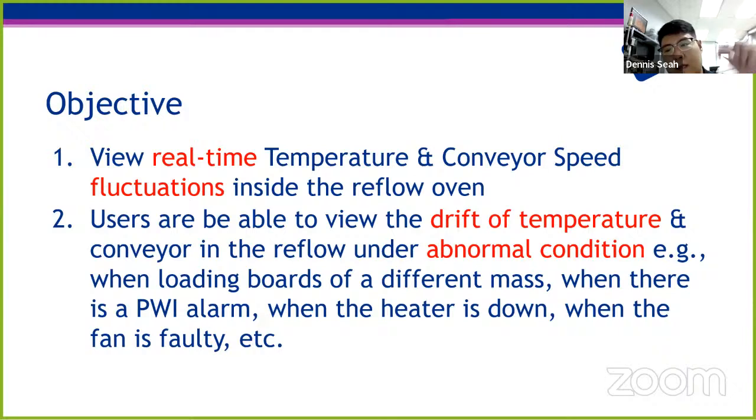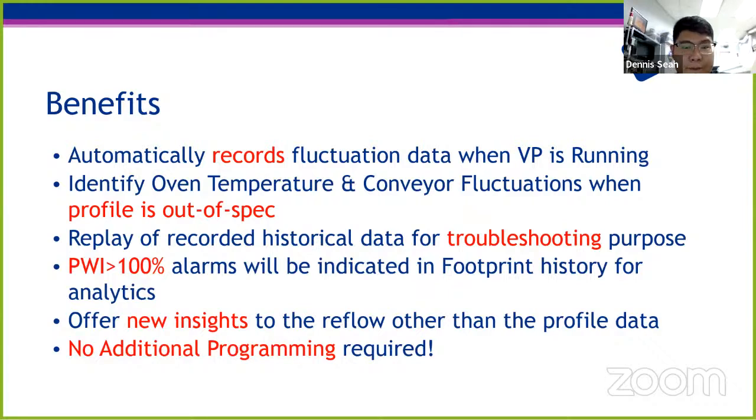That means where the temperature suddenly fluctuates very big, for example when you load a different model, or when you overload the oven, or when there's something wrong in the oven, we are able to capture that. So what are the benefits of the footprint? It automatically records the fluctuation when the VP is running. The VP generates the profile for every board, so on top of that, we are using the footprint to measure the temperature fluctuation.